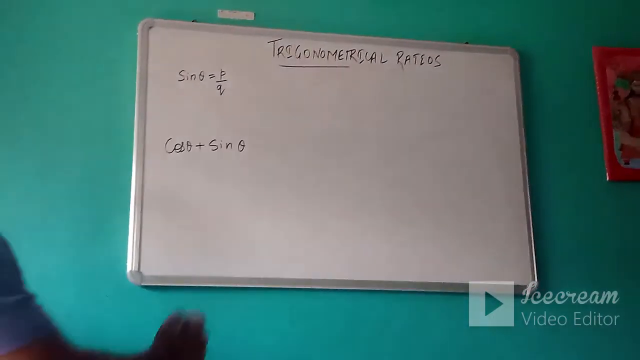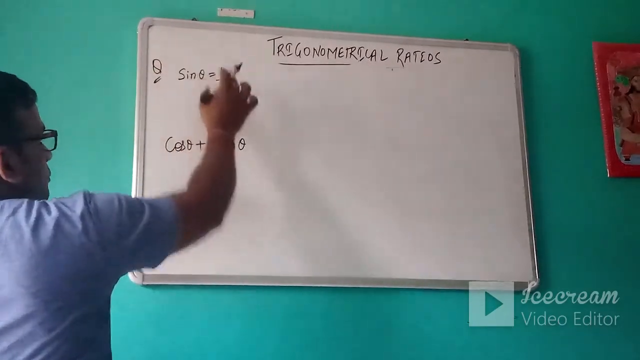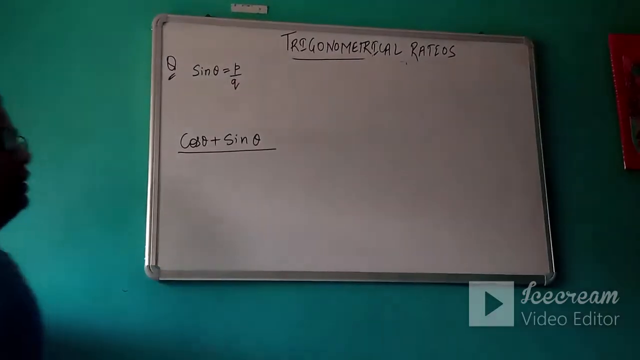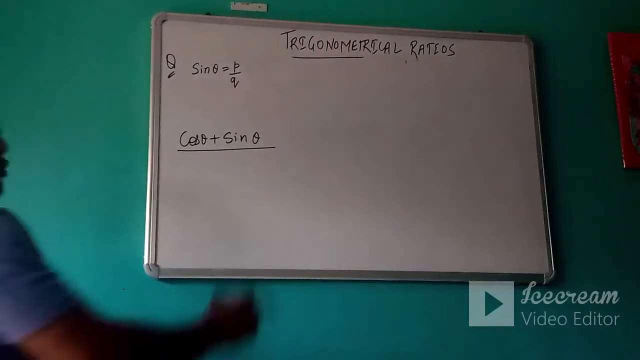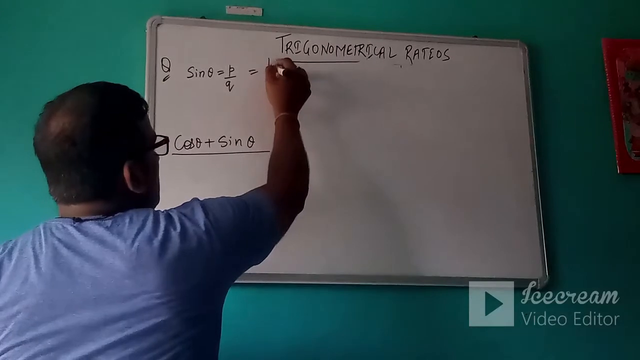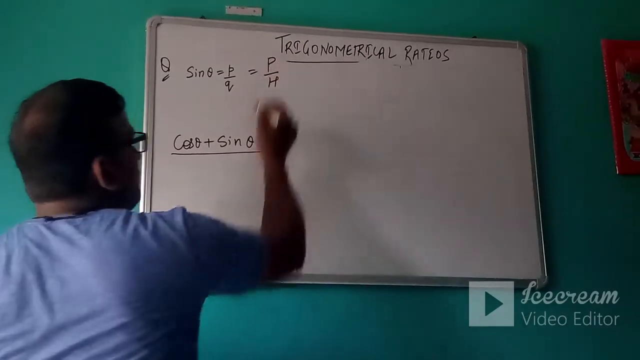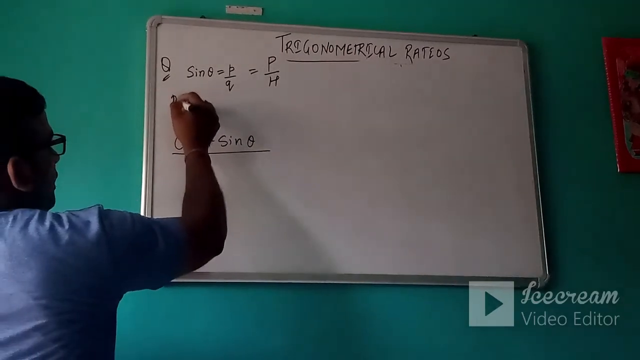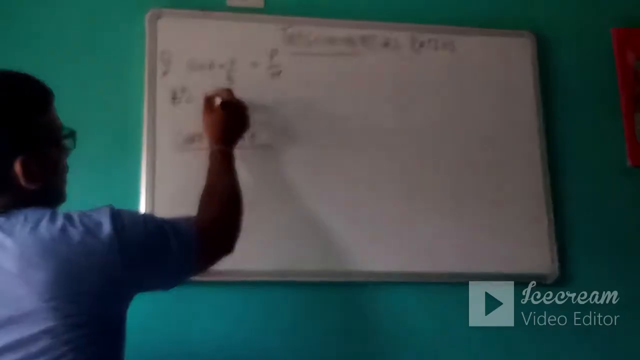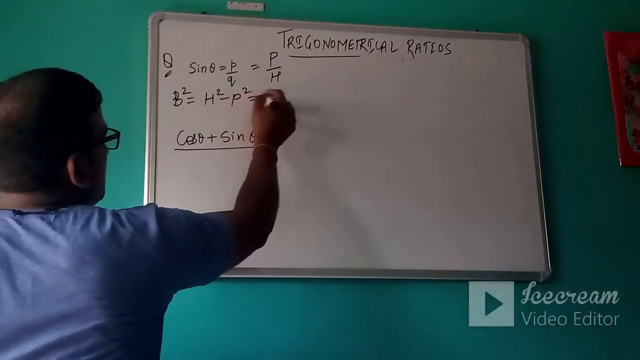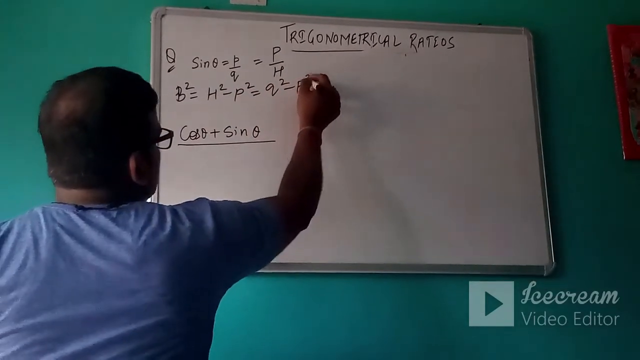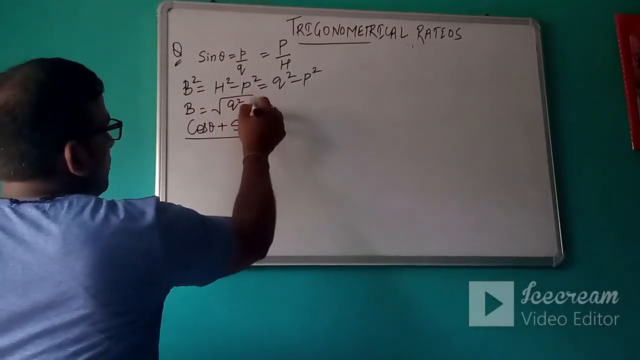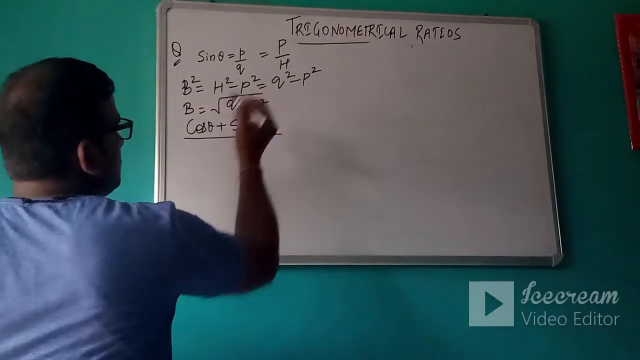Okay, now suppose the question is like this: sin theta is equal to P upon Q, and we have to find the value of this expression in terms of P and Q. So what do we know about sin theta? Sin theta is P upon H. Now I am using capital P. What do we need? We need B. So we will calculate B square is equal to H square minus P square, that is Q square minus P square. So what is your B? Under root Q square minus P square.